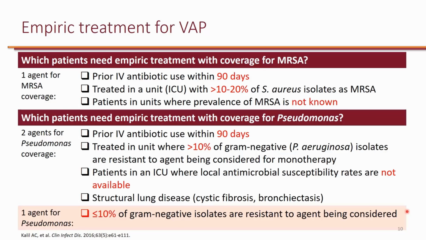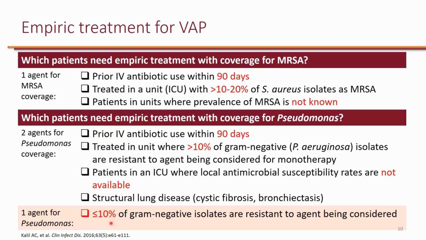Now, the same is true for Pseudomonas when it comes to IV antibiotic treatment in the past 90 days. With Pseudomonas, it's recommended to use 2 agents that are active against Pseudomonas empirically, especially in ICUs where the susceptibility rate of Pseudomonas to the agents that we're using is less than 90%. In other words, the resistance rate is more than 10%. Or if the rate of susceptibility on the antibiogram is not available, or if the patient has a structural lung disease such as cystic fibrosis. So these patients need to receive 2 agents that are active against Pseudomonas empirically until we get susceptibility results back.